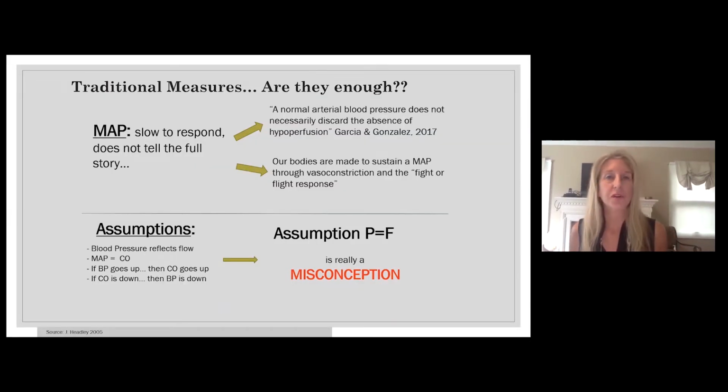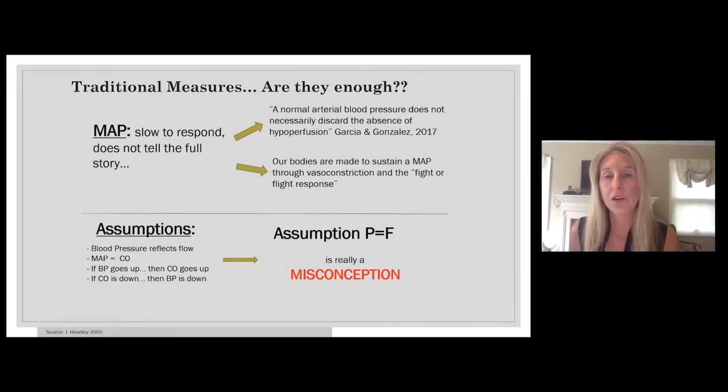When we talk about traditional measures, specifically the mean arterial pressure, I want to talk about how it is slow to respond, and it doesn't always tell the full story. Honestly, if you give me a patient, I can make anyone's mean arterial pressure greater than 65, especially if I start adding medications such as norepinephrine and neosynephrine. But patients that are on medications like that, or patients that are severely vasoconstricted, do they really have good tissue perfusion? And I love this quote that I found from Garcia and Gonzalez.